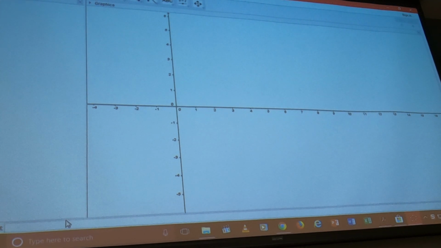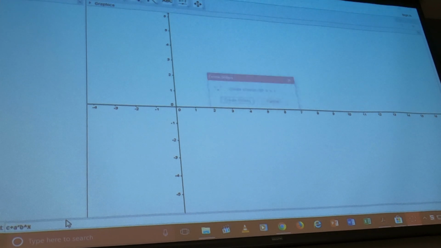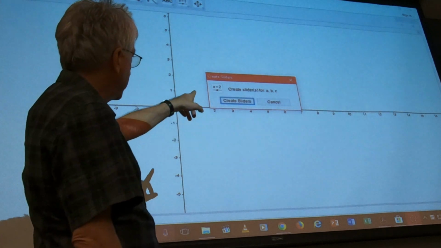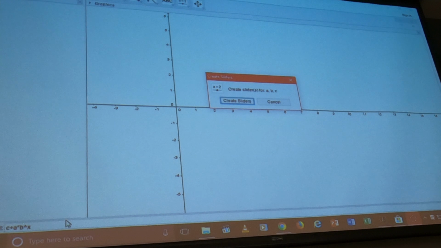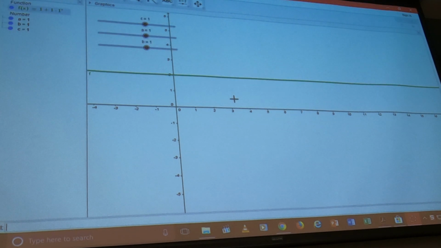And I'm going to say, I want a function of the form a times b to the x power. Should we add a c in there? What if we added c? Okay, then it says, if you name your parameters a, b, and c, do you want to create sliders for those? And yeah, I do. It'll give you default values for your sliders, but we can change those.